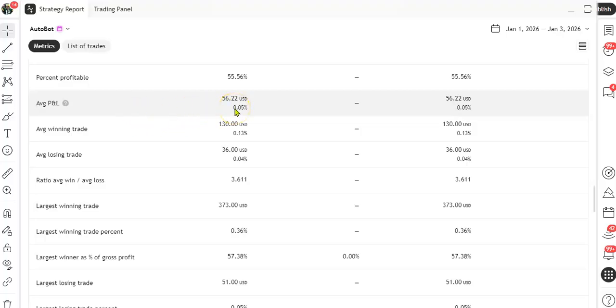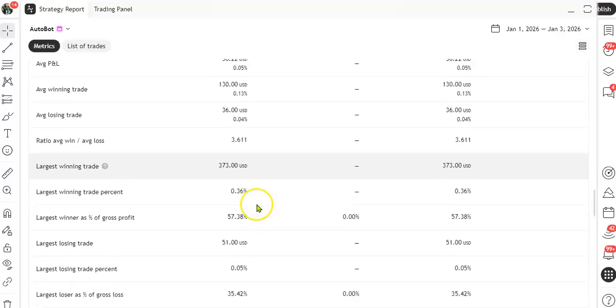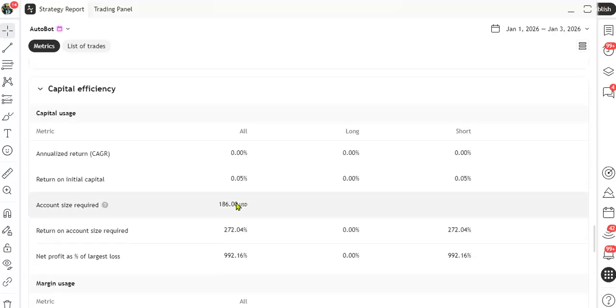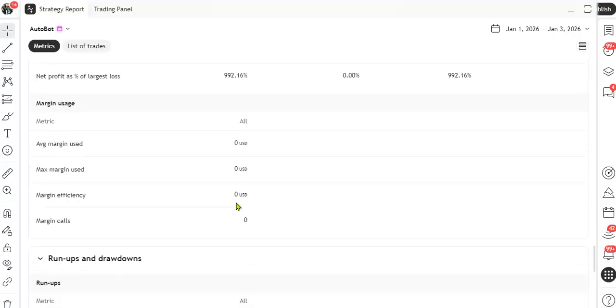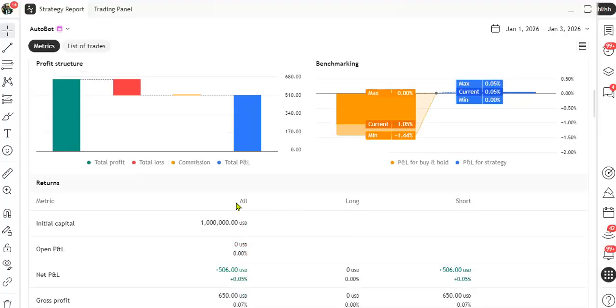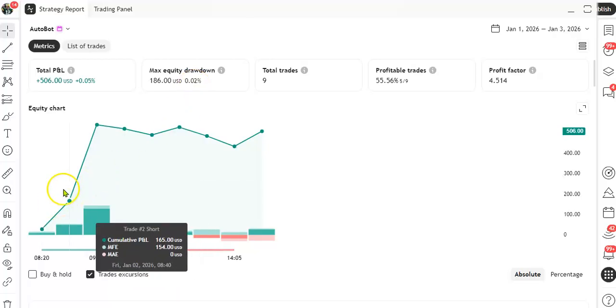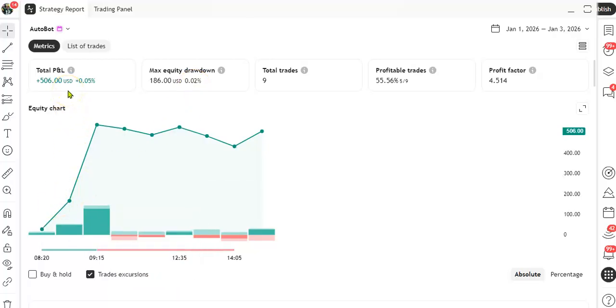So here we have an average P&L of $56. The average winning trade is 130, and my average losing trade is 36. My largest winning trade was $373. My largest losing trade was only 51. And this is with 2 micros, remember, $4 per point. So I mean, this thing is really crazy. In a second, I'm going to show you some longer term details. But for a day where I didn't intend to even trade, this is crazy.